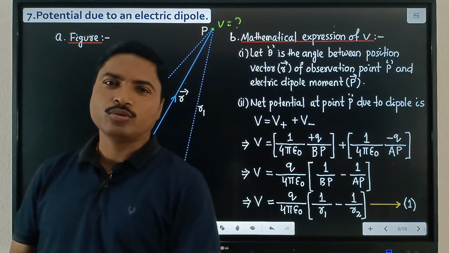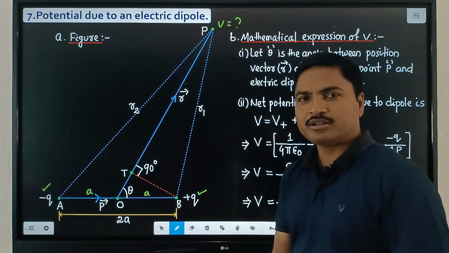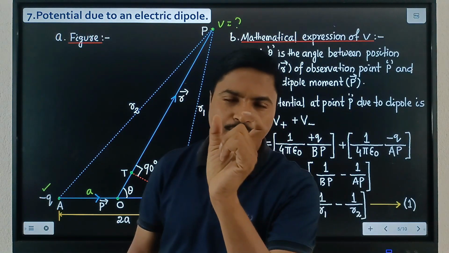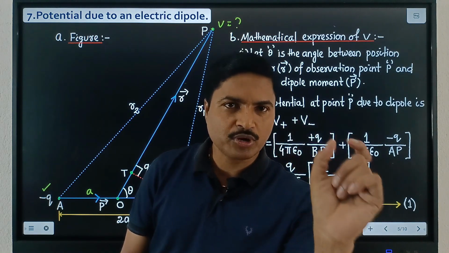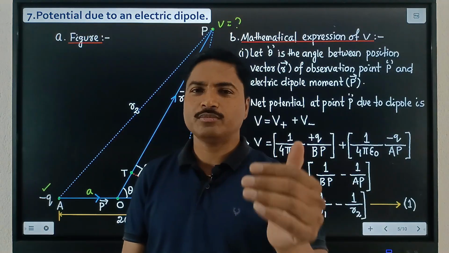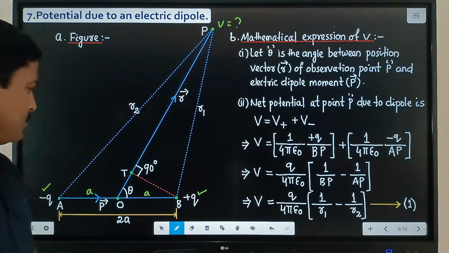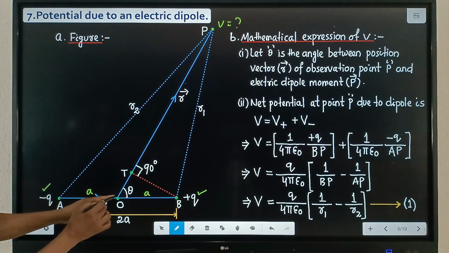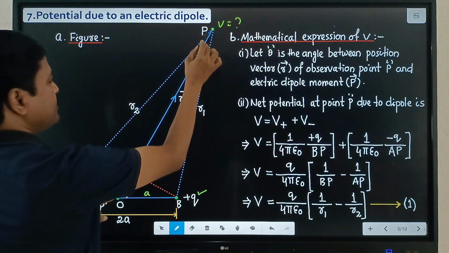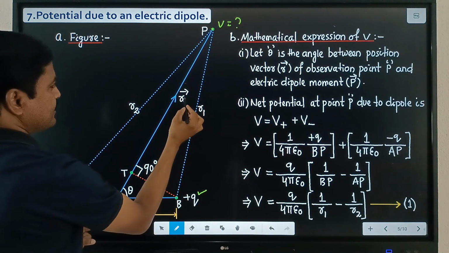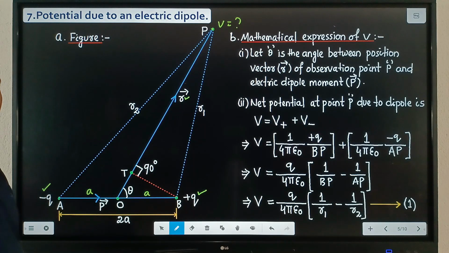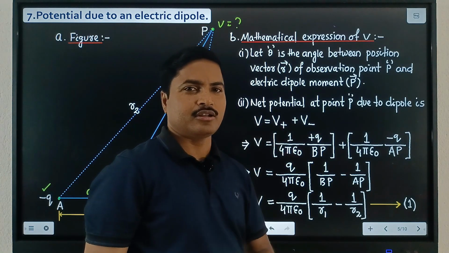Then what is the net potential? The net potential we get by applying the principle of superposition. That means V, the net potential, is equal to V plus plus V minus. That is the principle of superposition. And from the center of the dipole up to point P, this is the position vector of point P. So we write that as the r vector, because we always write the position vector as the r vector.